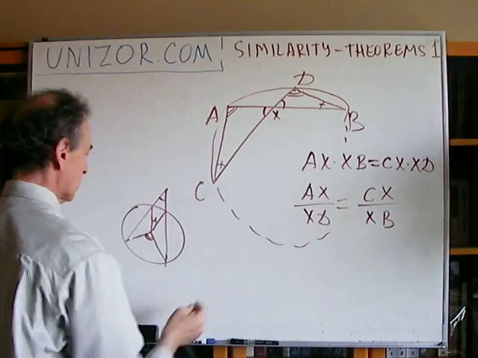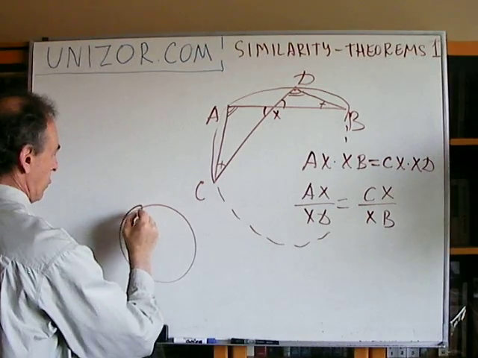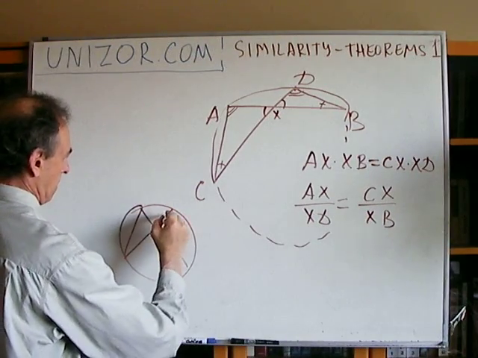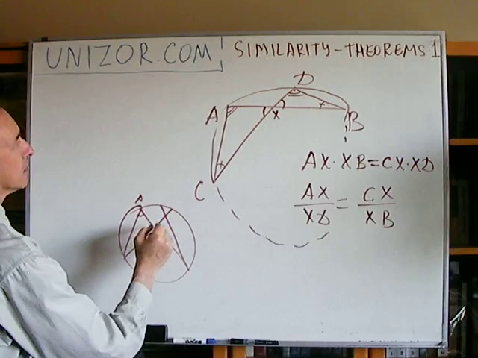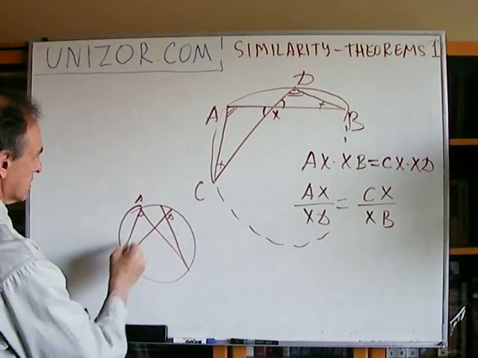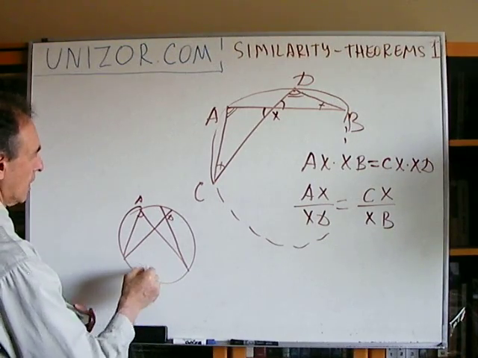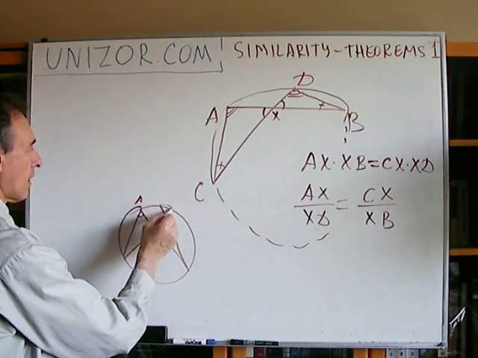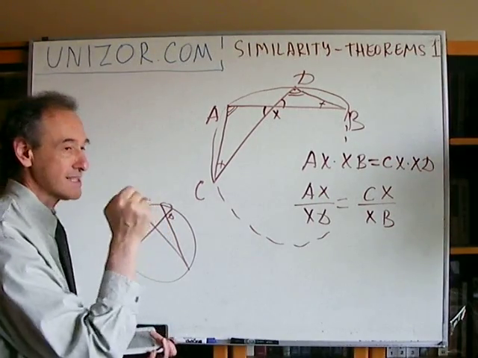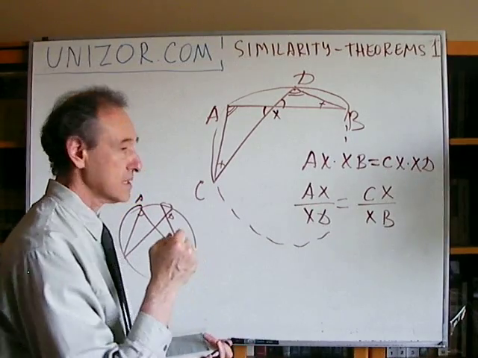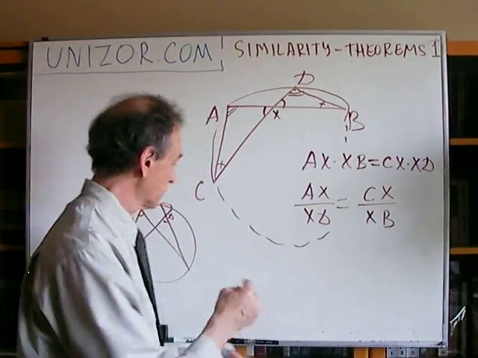Now, if D is inside the circle, it's also impossible for it to be equal. Okay, this is our A and this is our D. Now again, this angle and this angle are supported on one side by this arc. But since D is inside, there is another arc on the other side. And if you remember, if the point is inside the circle, then the angle is measured by half a sum of these two arcs.